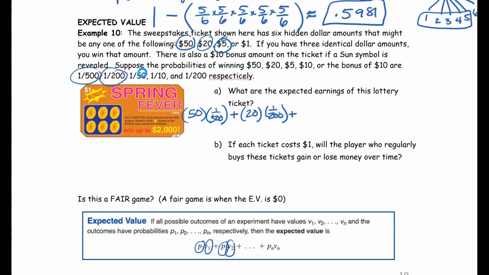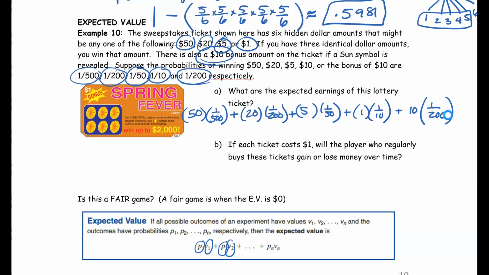So I could win $5 with a probability of 1 over 50. Or I could win $1 with a probability of 1/10. And then there's also a $10 bonus that's possible, so 10 bucks, and the probability of winning the bonus is 1 out of 200. So again, if a possibility were to lose money at any point, then I'd put a negative near any dollar amount that represented losing. And I go ahead and put all of that in my calculator, or you could do it by hand, which is fine too.